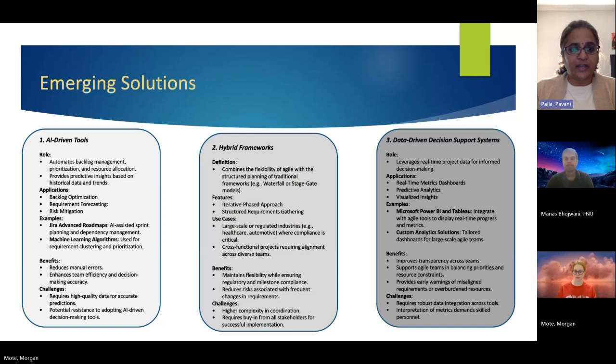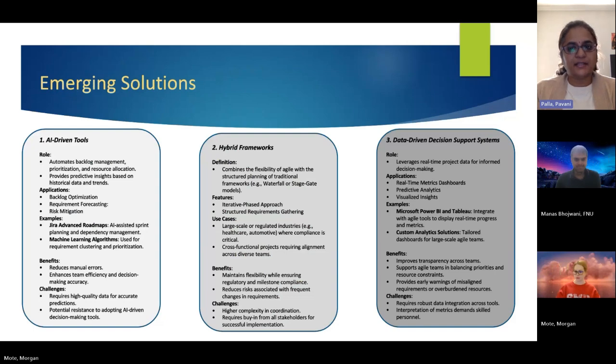Here we proposed three emerging solutions to improve Agile requirements management. They are AI-driven tools, hybrid frameworks, and data-driven decision support systems. These enhance flexibility, efficiency, and decision-making while addressing scope, stakeholder, and prioritization challenges. The first solution is adopting AI-driven tools, which automate complex tasks like backlog management and sprint planning.